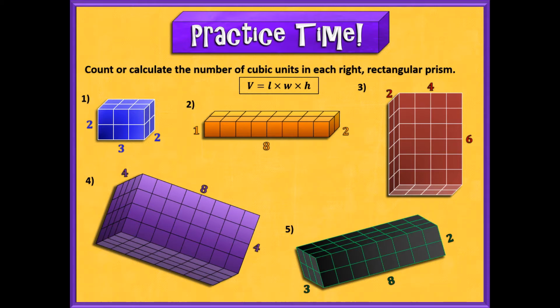Okay, I hope that was enough time for you. So now we're going to walk through each one real quick so that I can map out how we're doing. On number 1, this blue one right here, we've got 3, 2, and 2. So my length is 3, my width is 2, and my height is 2. So I would have 3 times 2, which is 6, and 6 times 2, which is 12. So the cubic units of number 1 is 12. I hope you got that one right.